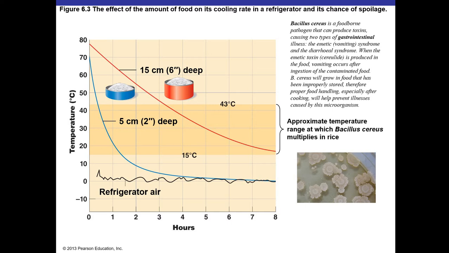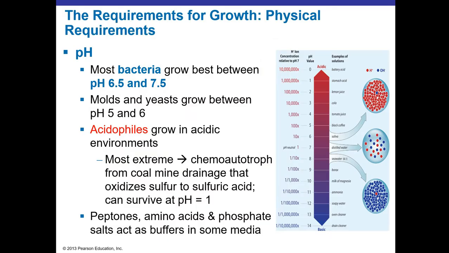The red line is going to mean that the bacteria is actively growing during those several hours and producing toxin, which could potentially make people sick. So it's important to be thinking about these types of physical requirements.